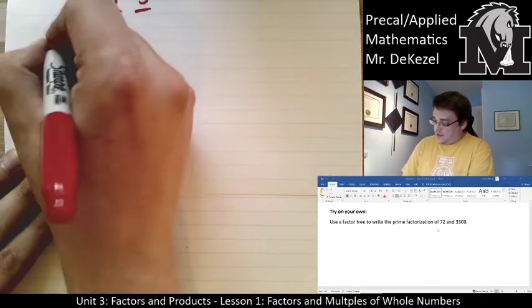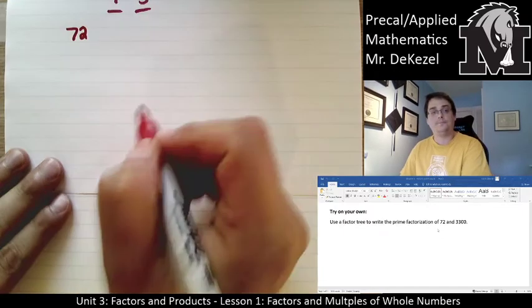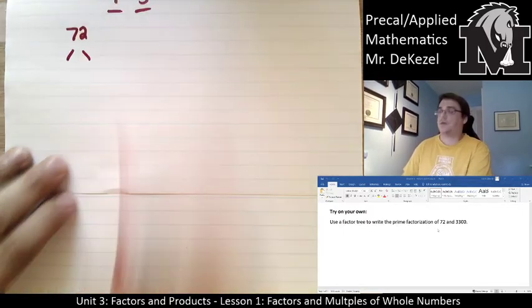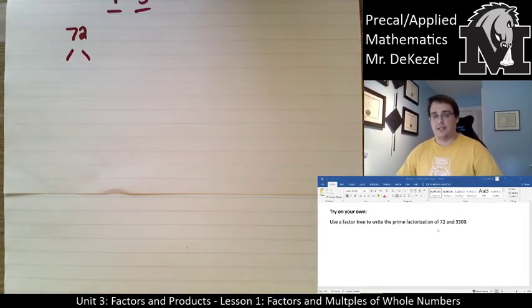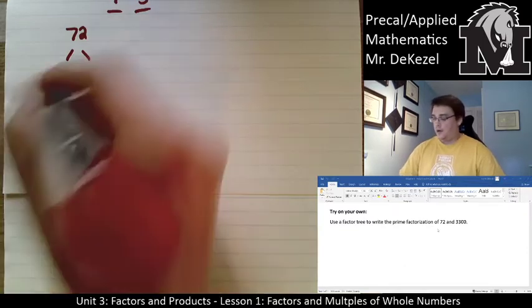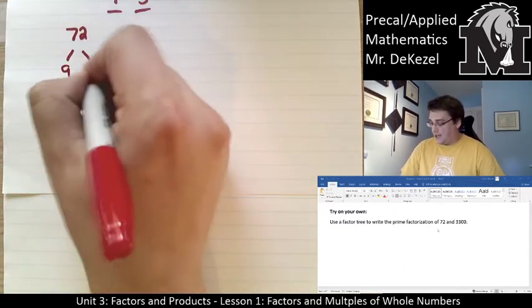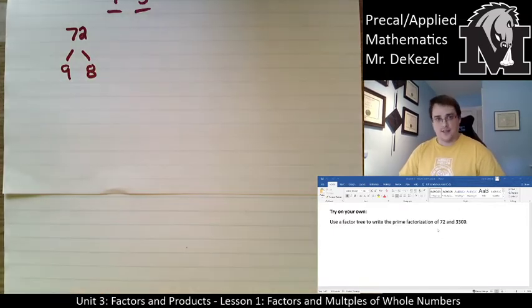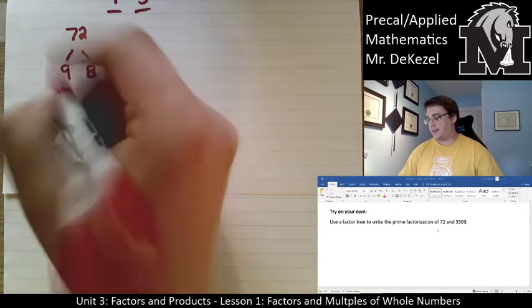We'll start with the number 72. Well, I know 9 can divide into it. I don't know why, it's just one that I always remember. That one is 9 times 8. And you can always check this stuff in your calculator. No problem. 72 is 9 times 8.